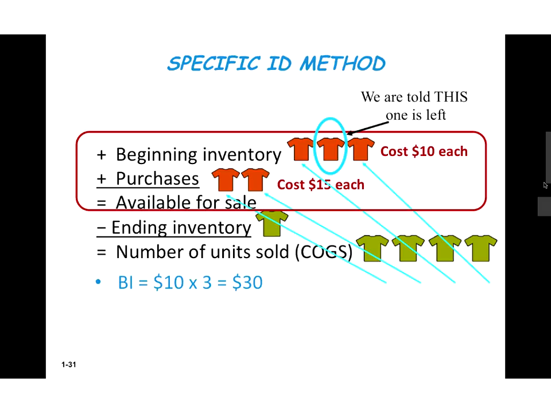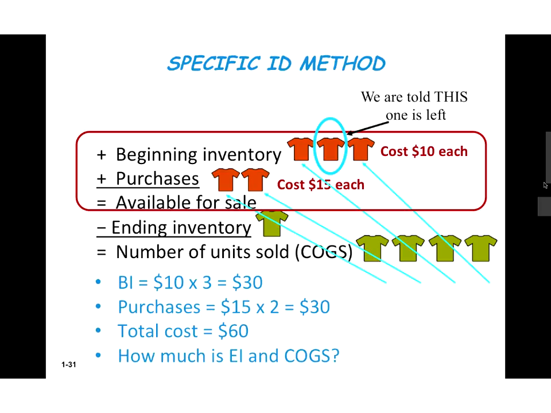So my beginning inventory, my total cost of my beginning inventory is $10 each times 3 units in beginning inventory. My purchases were $15 times 2 units, or $30. So my total cost available of everything I have for sale is $60. So now when I go to answer how much is ending inventory and how much is cost of goods sold, because that's the question I'm trying to answer over and over and over. How much is ending inventory? How much is cost of goods sold?